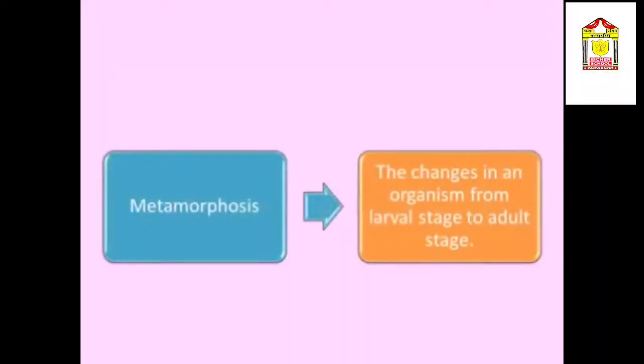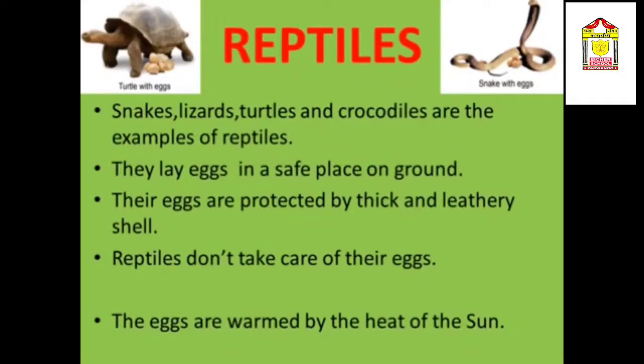Now let us discuss one new term, that is metamorphosis. What is metamorphosis? The changes in an organism from larval stage to adult stage is called metamorphosis. As you have seen in the life cycle of a frog, a tadpole is completely different from an adult frog and it undergoes several changes to convert into an adult frog. So the process of conversion of a tadpole into an adult frog is called metamorphosis.